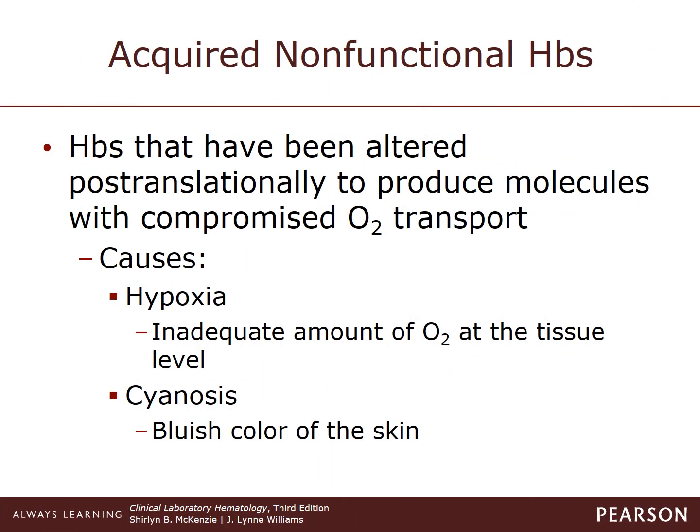Now we talked about normal hemoglobins. We're going to talk about acquired or non-functional hemoglobins. These are altered types of hemoglobin molecules which compromise the transport of oxygen. And this usually causes hypoxia, which is an inadequate amount of oxygen at the tissue level, and a physical cyanosis. So you see the bluish coloring of the skin.